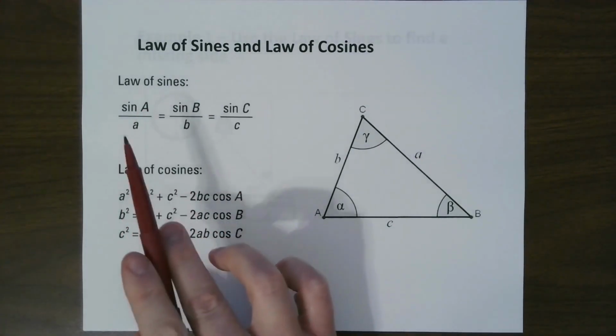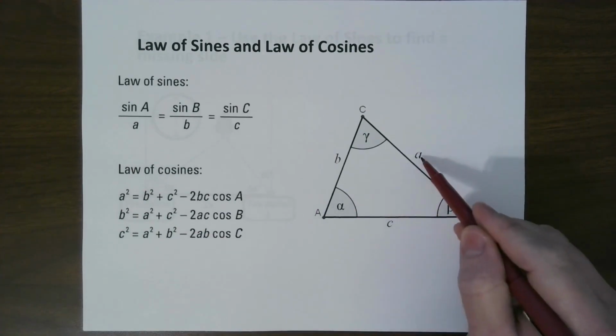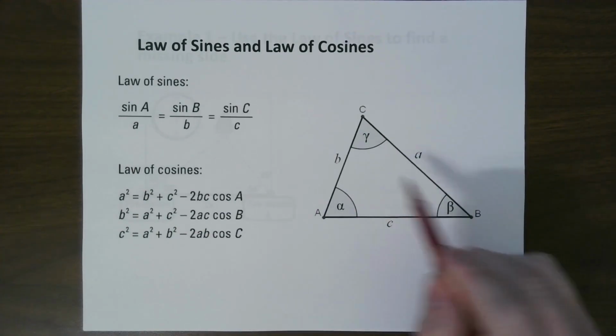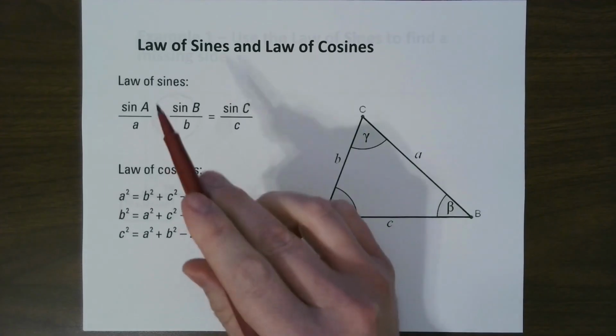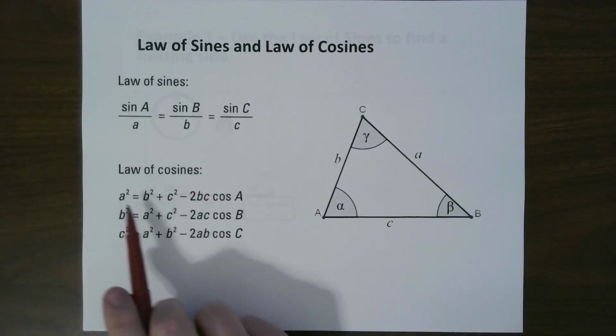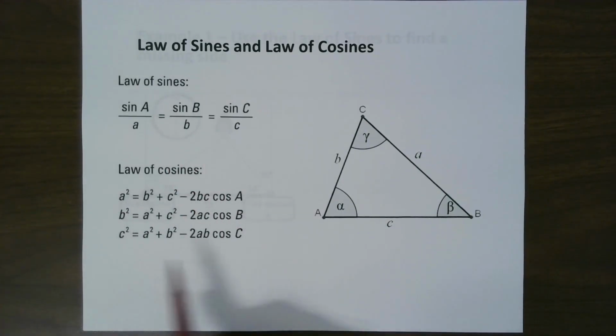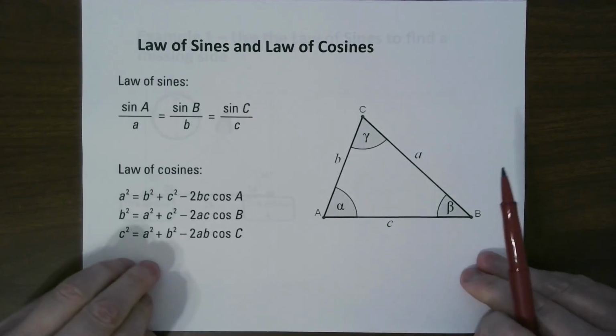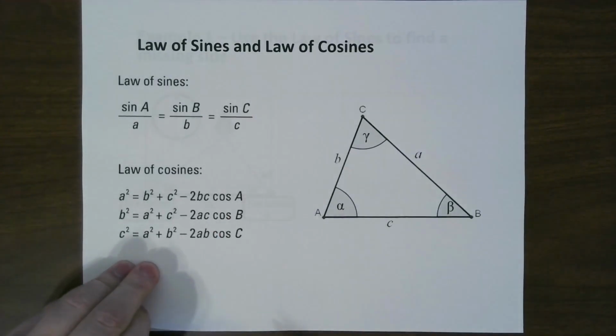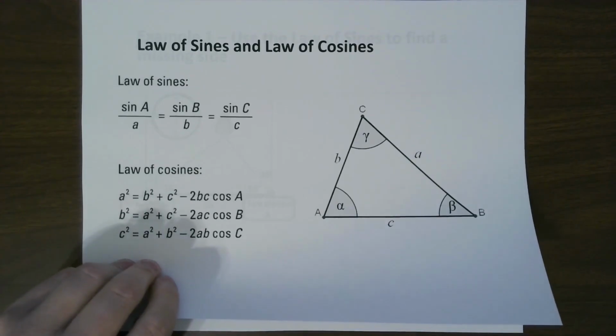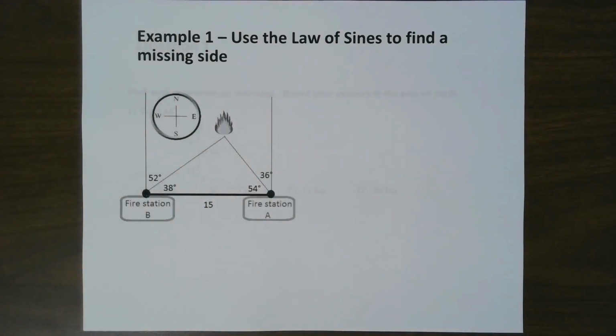So like sine of A goes with A, so this sine of A goes with this A. Sine of B goes with B, the opposite side. These are always opposites. Same with this one, A goes with A, B goes with B, C goes with C. And this is basically like a fancy Pythagorean theorem. That's all it is. So let's take a look at this guy.